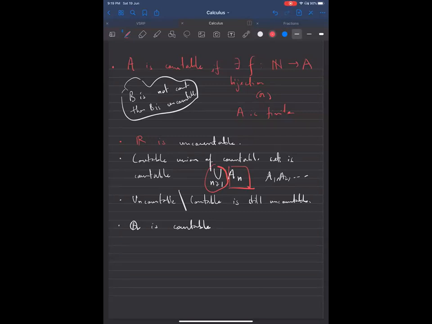Sorry, Q is countable. So rationals are countable. So R minus the rationals, that is the irrationals, is uncountable.